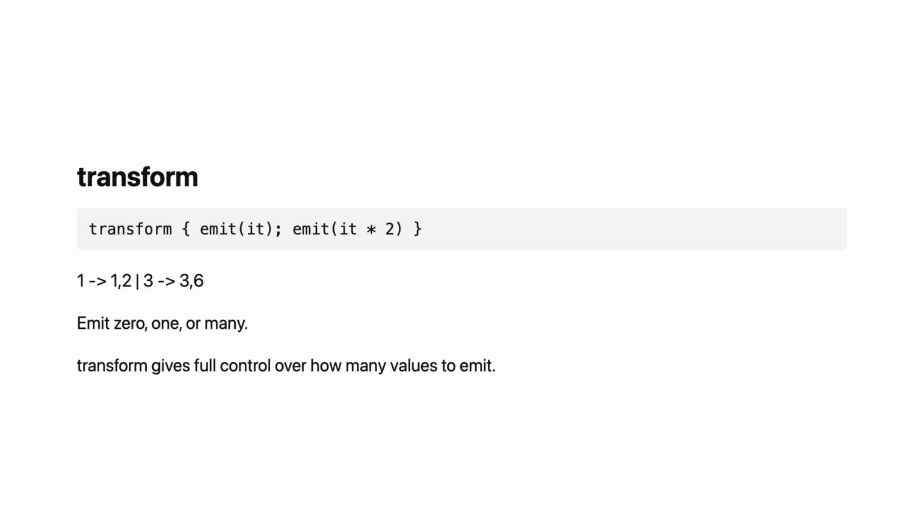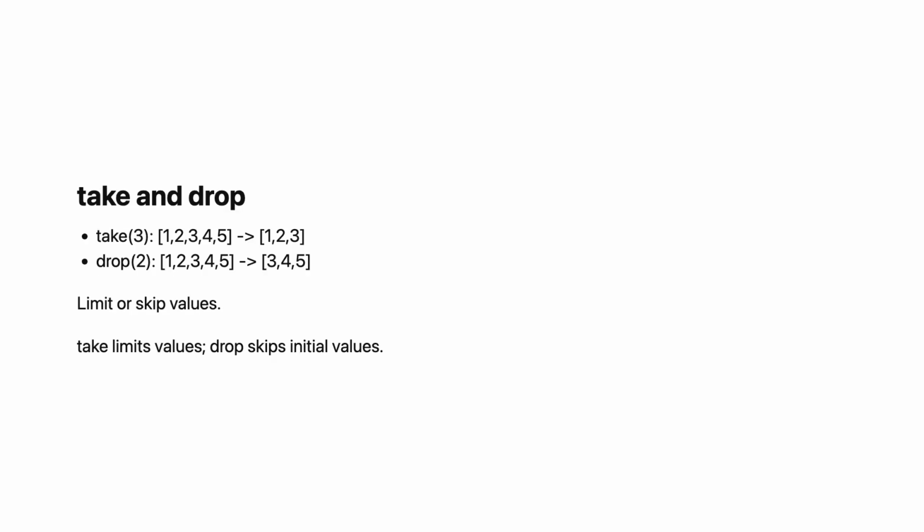Take limits the number of values. flow.take(3). Only the first 3 values pass. After that, the flow cancels. Drop skips values. flow.drop(2). The first 2 values are ignored, the rest pass through. TakeLast and dropLast work from the end. But they must buffer values, so they wait for completion. Use take for pagination or limiting. Use drop to skip headers or initial values.